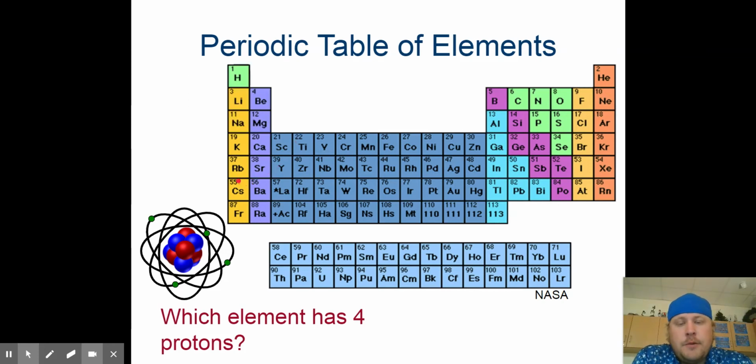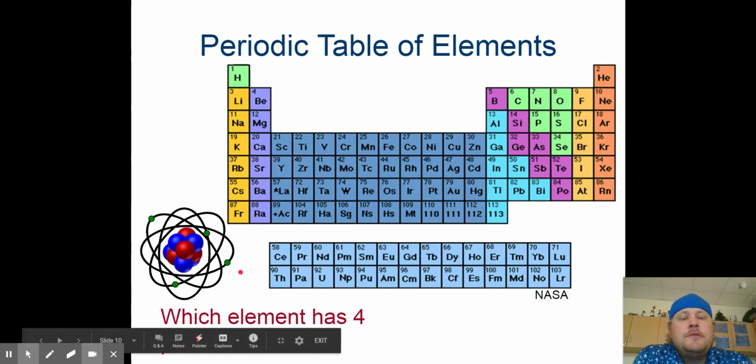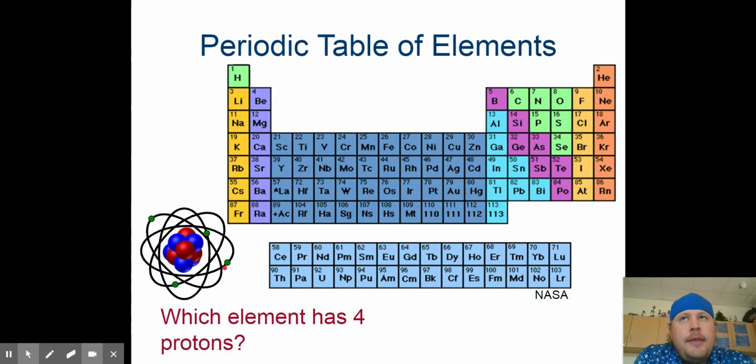So what I want you to do right now is think, what if I told you to find the element that has the atomic symbol of Cl? Take a second and see if you can find Cl. We look over here, right here, Cl, number 17. What does that tell us? That means there are 17 protons and 17 electrons in this element.